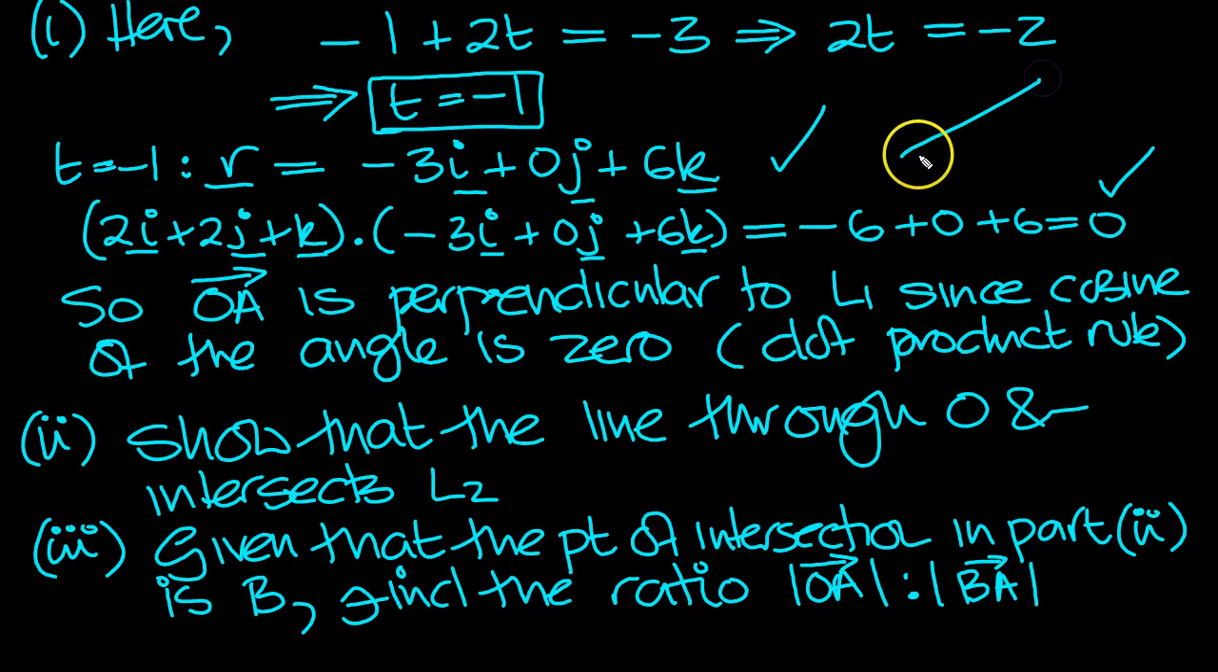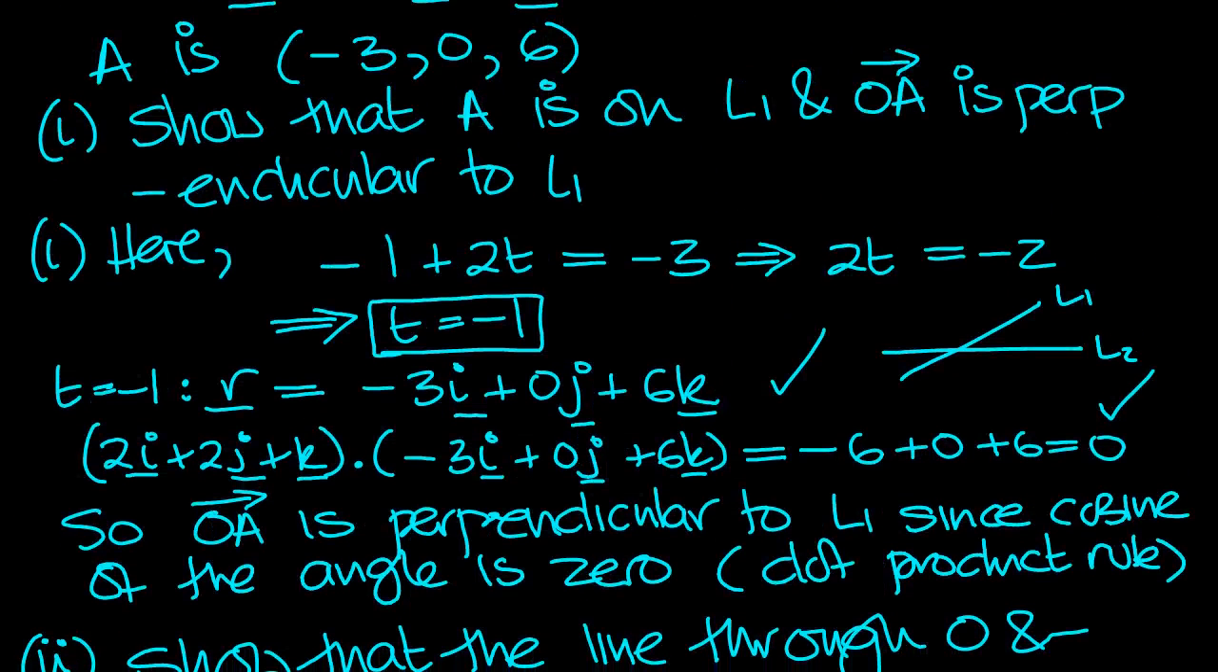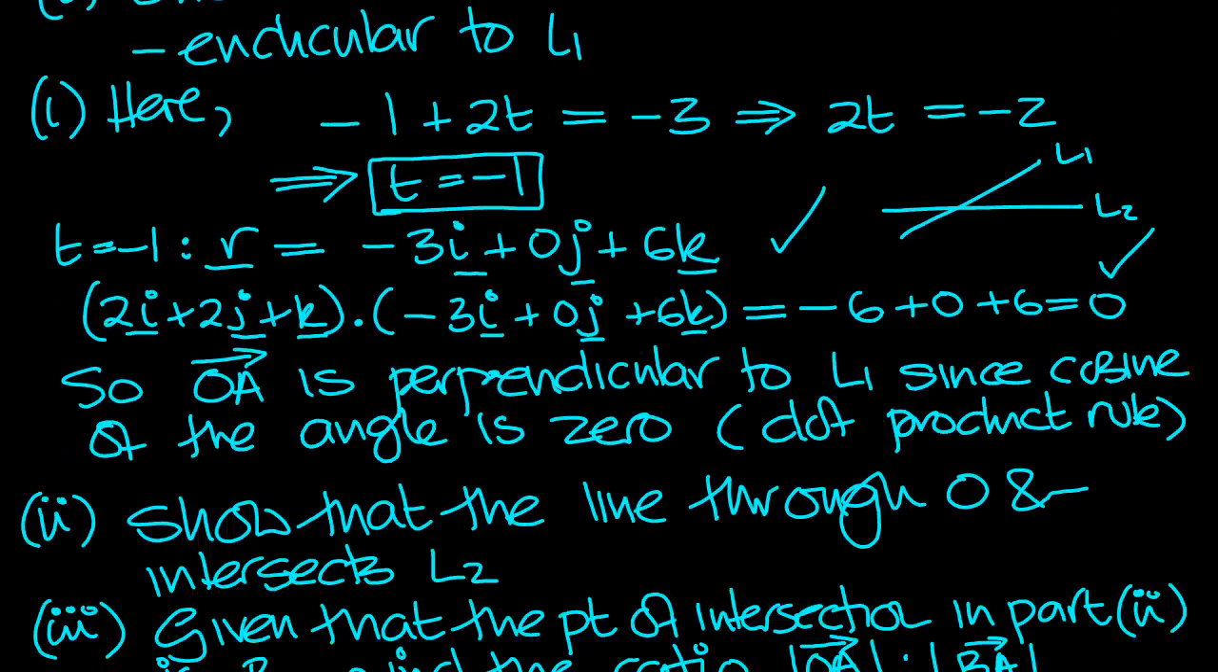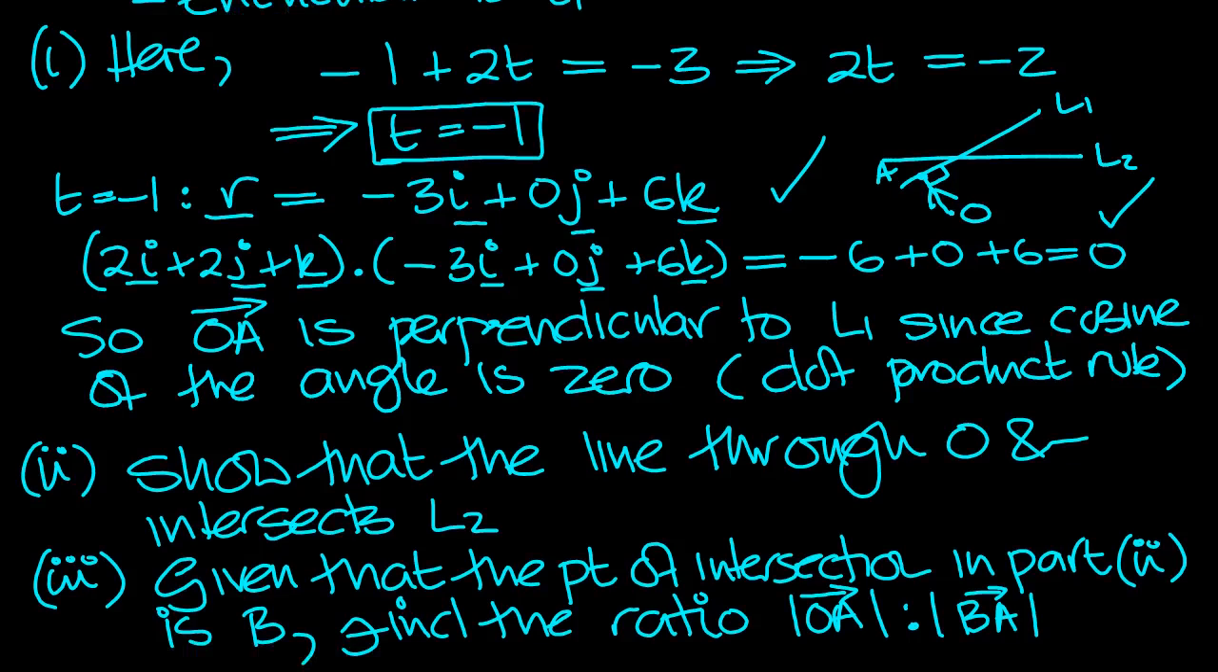So we've got two lines here, L1 and L2. What have we shown so far? Show that A is on L1 and OA is perpendicular to L1. So we've shown that A is on L1. Let's put A there, and we've shown that O is here, and this vector is 90 degrees. So that's the picture we've got so far in our mind's eye.